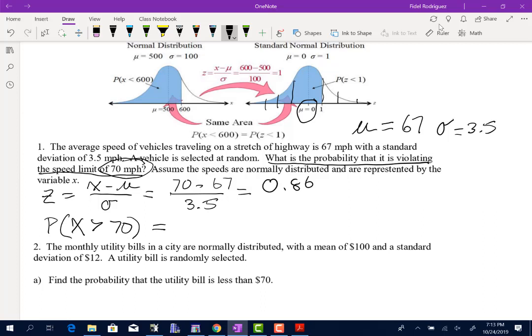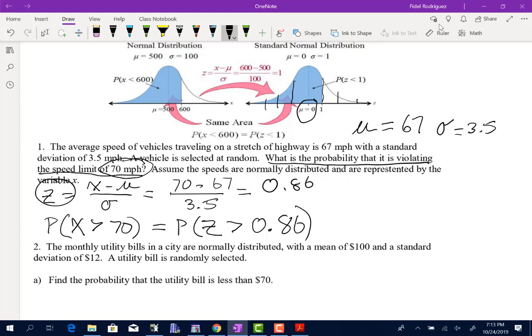And what we really did here, guys, is change that x to a z value. We're going to say, what's the probability that z is greater than 0.86, right? Because we changed x is 70 to a z value, and that's how we got our 0.86.